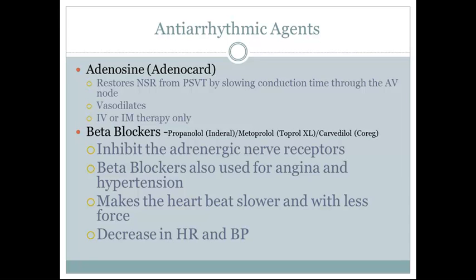We also have beta blockers. In this class we have propranolol or Inderal, metoprolol or Toprol XL, or carvedilol, also called Coreg. They inhibit the adrenergic nerve receptors, and beta blockers also are used for angina and hypertension. They make the heartbeat slower with less force, therefore they decrease the heart rate and blood pressure.